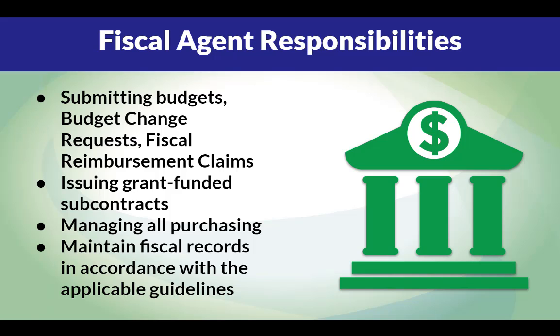To begin, it's important to know your responsibilities as the fiscal agent for the Nita M. Lowry 21st Century Community Learning Centers Grant, otherwise known as the CLC Grant. The fiscal agent is the entity that provides fiscal management, accounting, and reporting services on behalf of the organization receiving CLC funding. More specifically, this includes submitting budgets, budget change requests, and fiscal reimbursement claims, issuing grant-funded subcontracts, managing all purchasing, and maintaining fiscal records in accordance with applicable federal and state guidelines. We will discuss more about each of these topics as we move through this webinar.